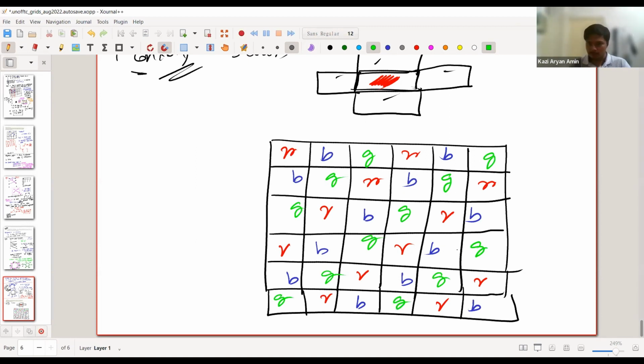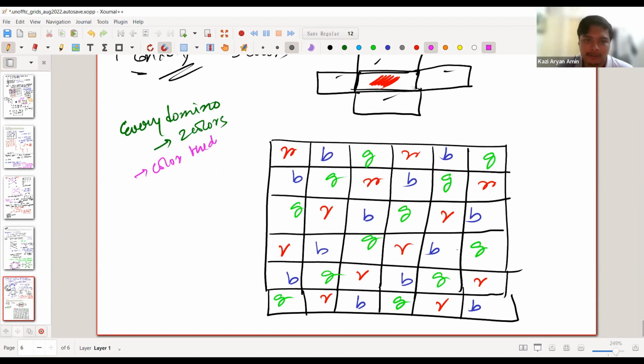So color the board in this way, right? And now note that every domino has two colors. So the idea is basically to color the domino with the color it doesn't have. So if you have this guy, suppose some domino covers this square. So you will give it this color, red.